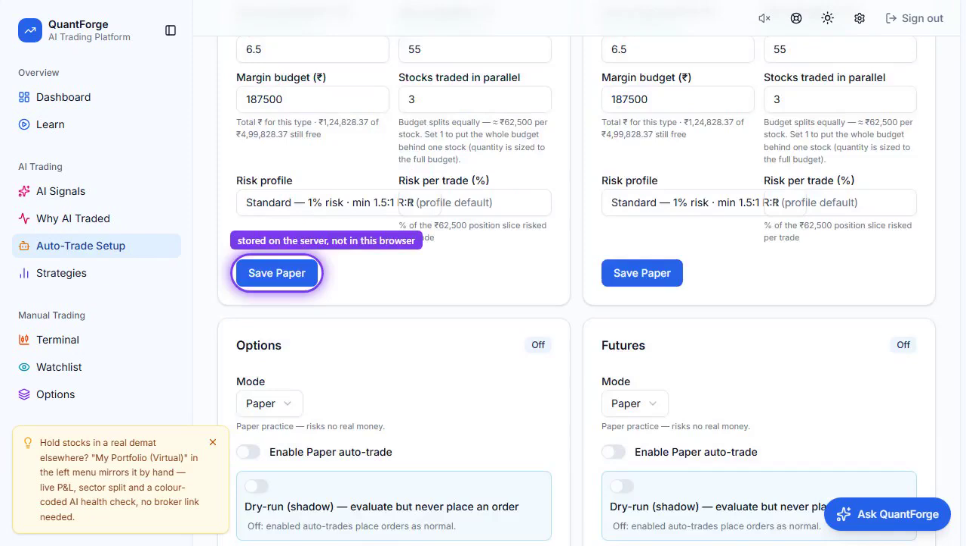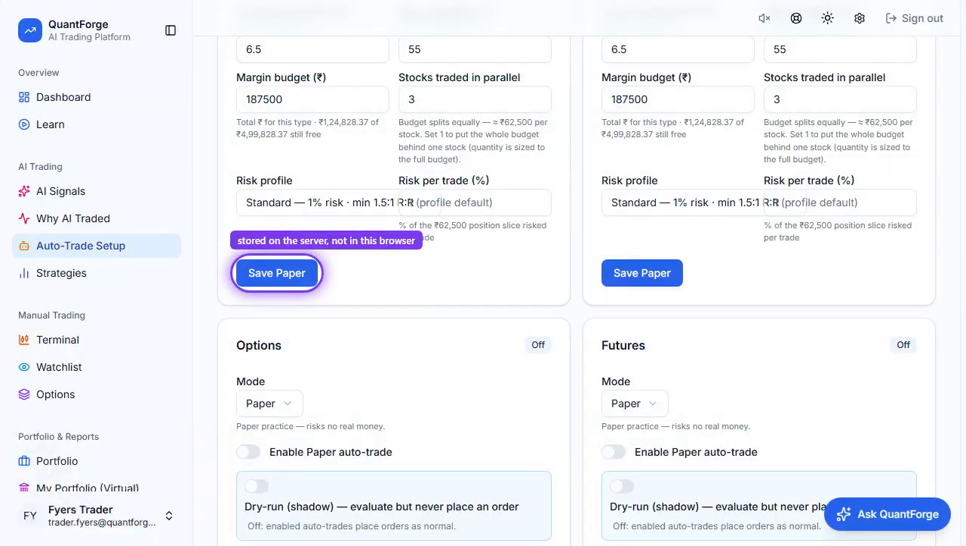I press save. What happens the very next minute? Your rules are stored on the server, not in this browser, and the next engine cycle reads them. On this account a cycle runs every 35 minutes, so the change is live within one cycle.